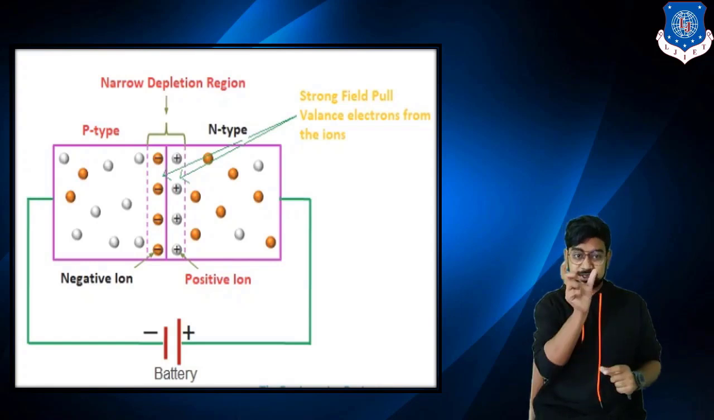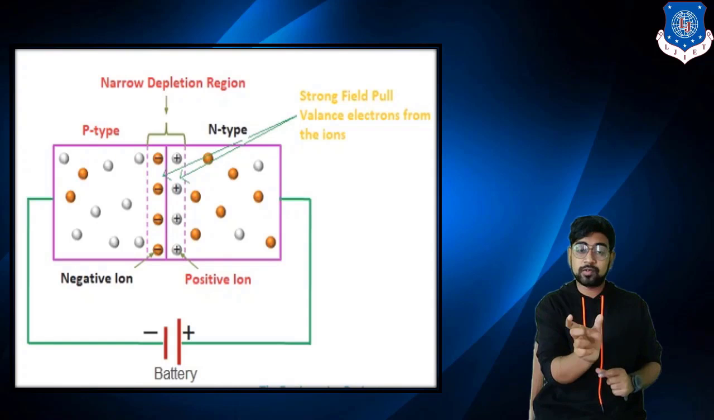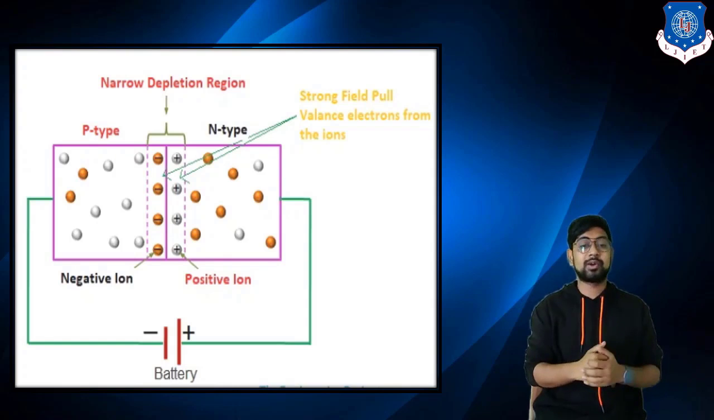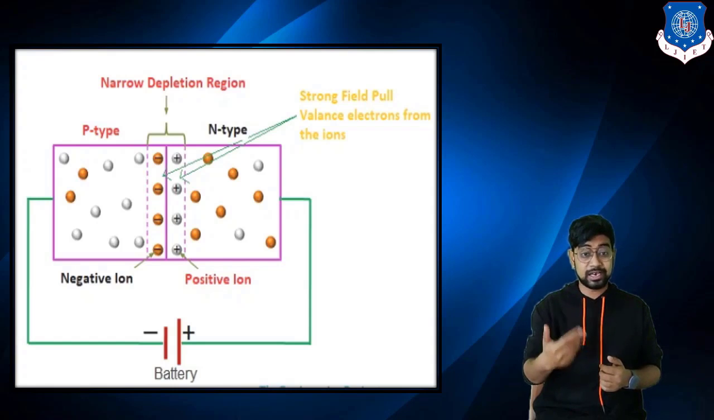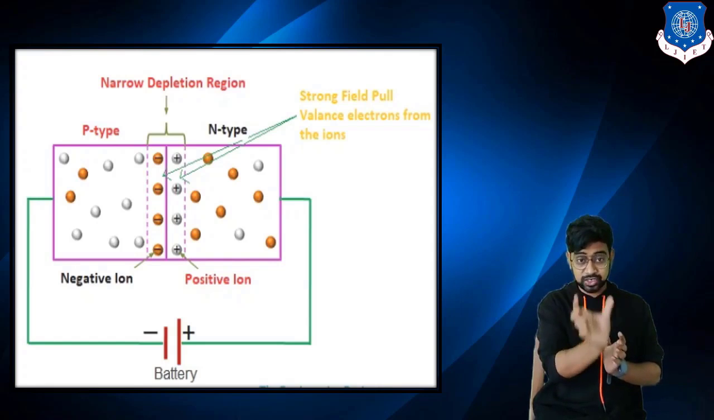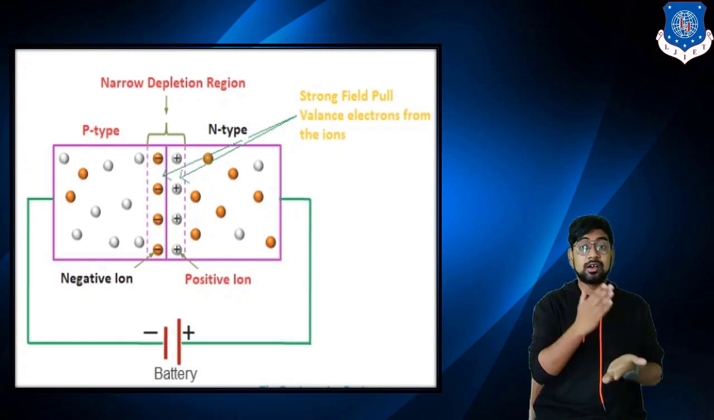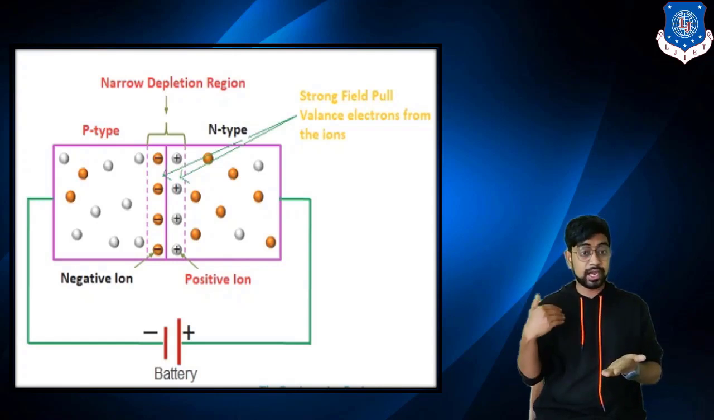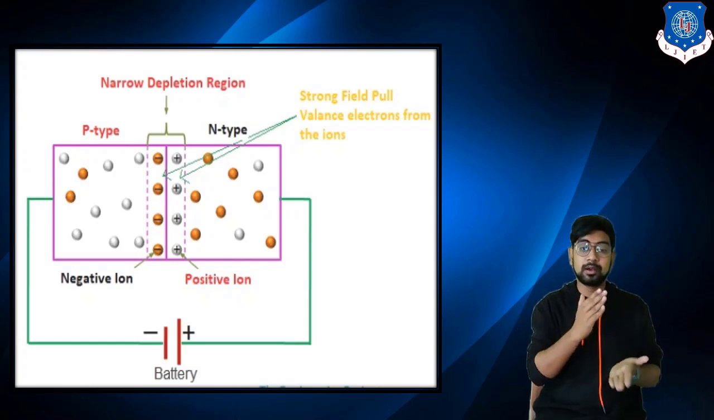Now as a strong electric field is generated, what will happen? It will break down the covalent bonds, and as it breaks the covalent bonds, you are getting a high value of electrons flowing. Because of the external electric field, the valence electrons are coming out and breaking from their covalent bonds.